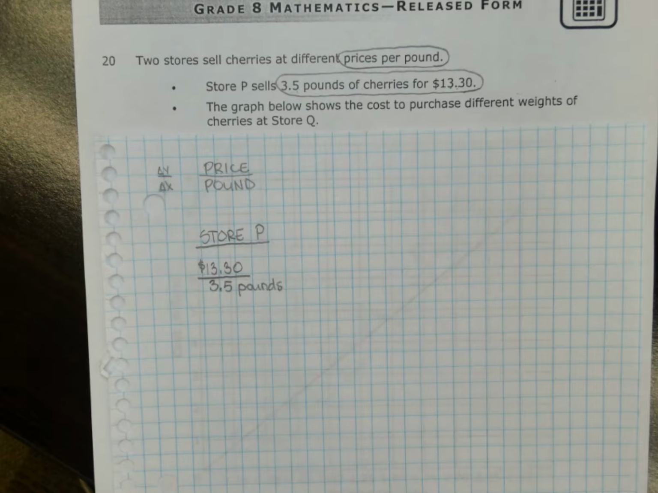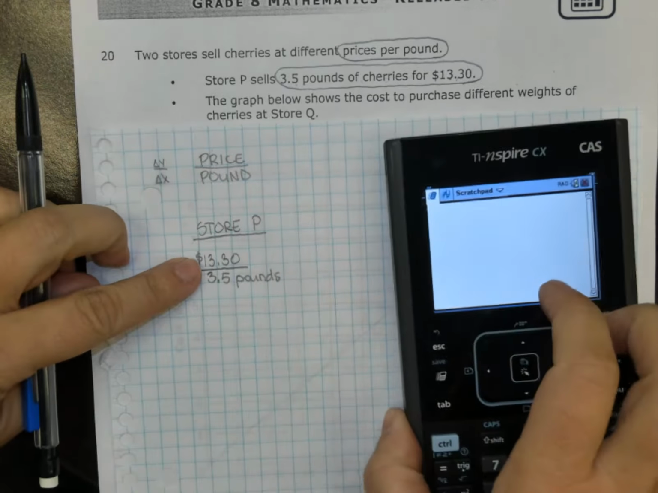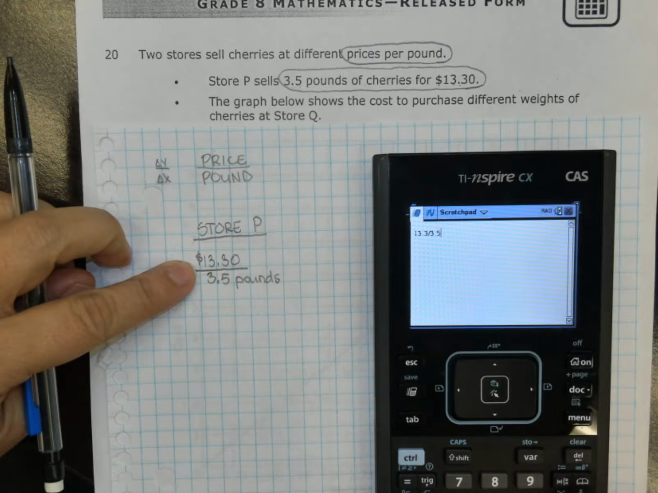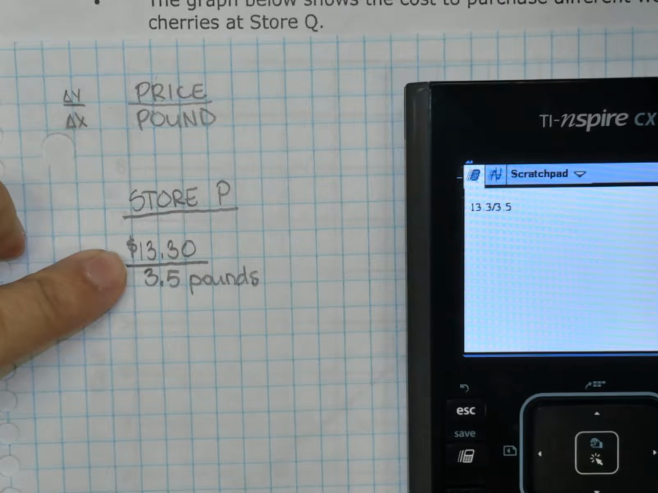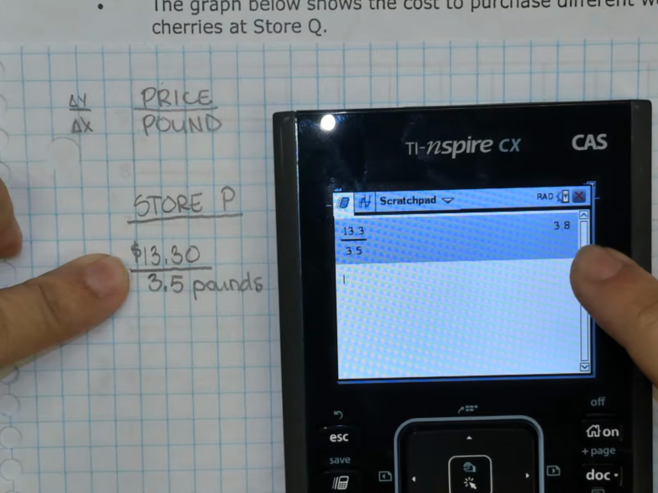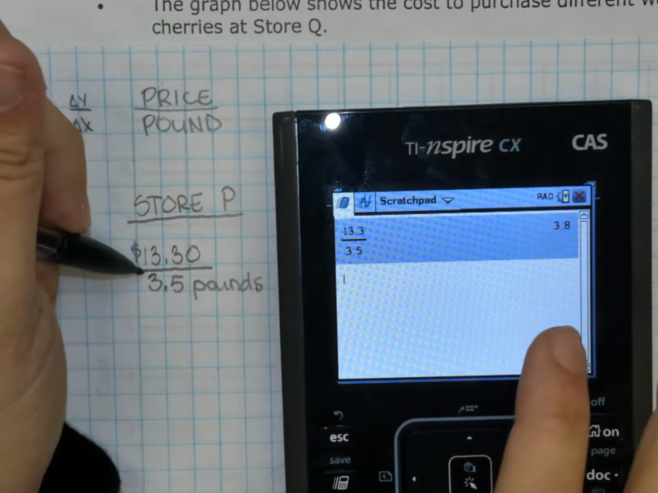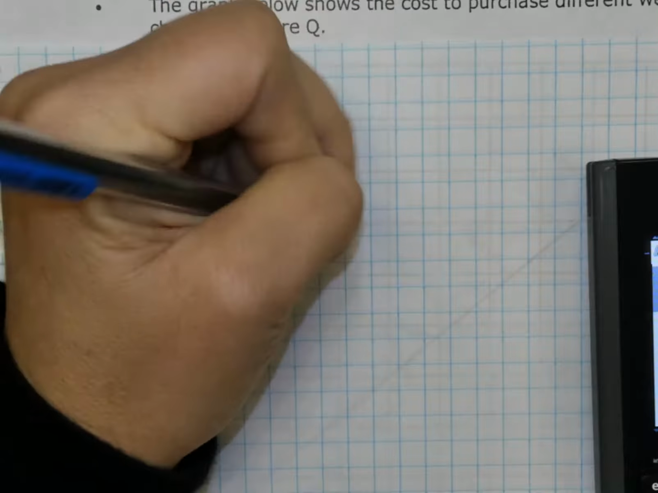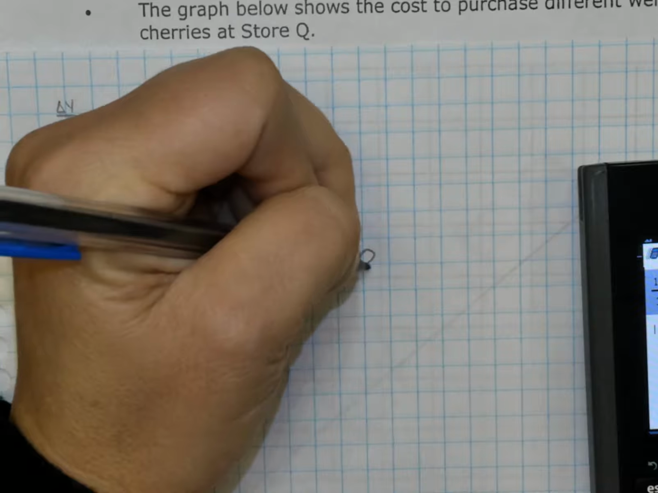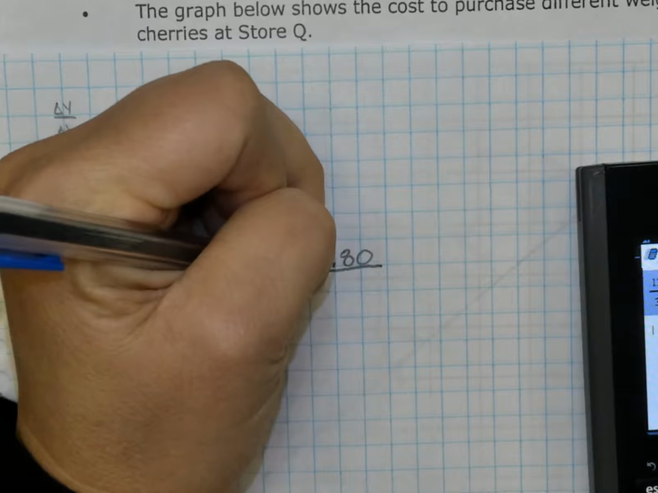Let's grab my calculator. So next thing you want to do is actually do that calculation in the calculator. So that is 1330 divided by 3.5, press enter, and it tells me 3.8. So what is that standing for? Well, when we divide this number by this number, that's going to be $3.80 for, it's going to become the unit rate, 1 pound.